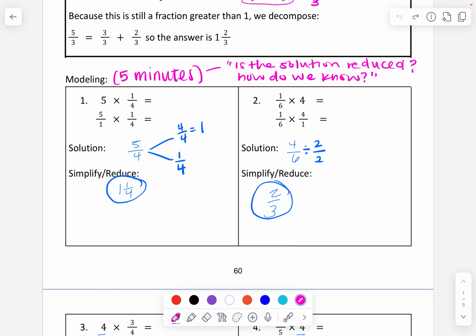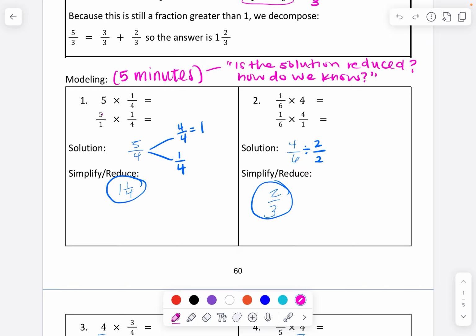So you're going to spend 5 minutes modeling. You're going to get to the solution. That, again, is going to be the easy part for kids. They're going to know, okay, I am multiplying a fraction by a whole number. I need to rewrite that whole number as a fraction or as a number over 1. So 5 turns to 5 over 1. And then we are just multiplying across. So 5 times 1 is 5 and 1 times 4 is 4, giving us 5/4.